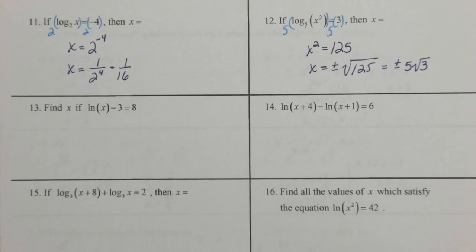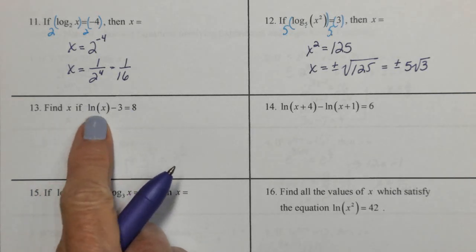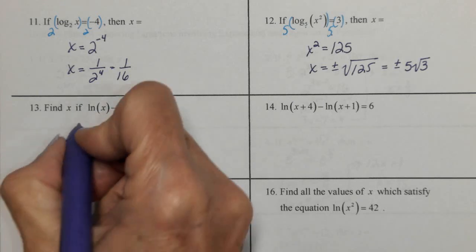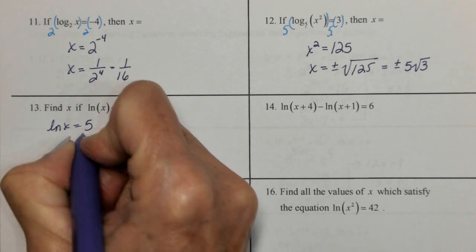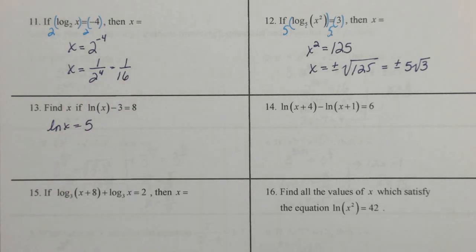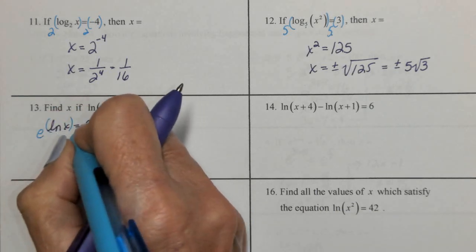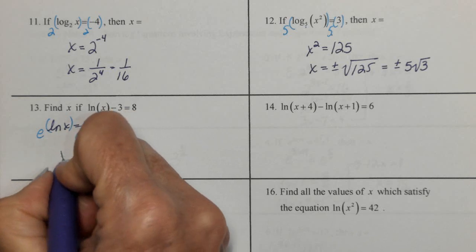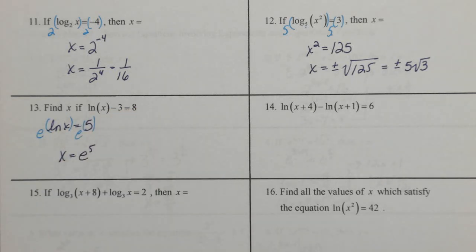Alrighty. Number 13 here. I'm going to begin by isolating my natural log here. So natural log of x will be 5. Now what do we do? We take e to both sides, e to both sides to get to our argument. So x will be e to the 5th. And that's just our answer.